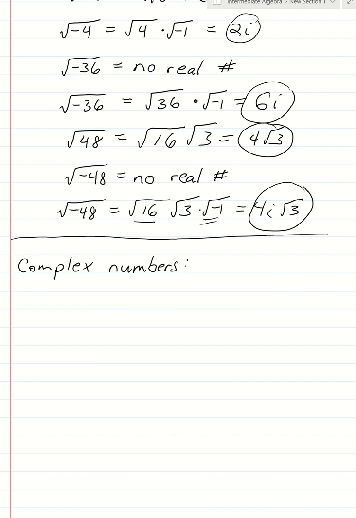And complex numbers have a particular form. It looks something like this: a plus bi. Now, the a is considered the real part. The bi is considered the imaginary part.